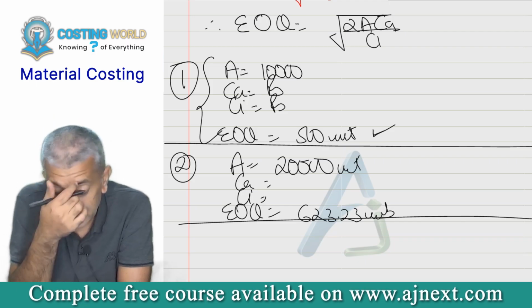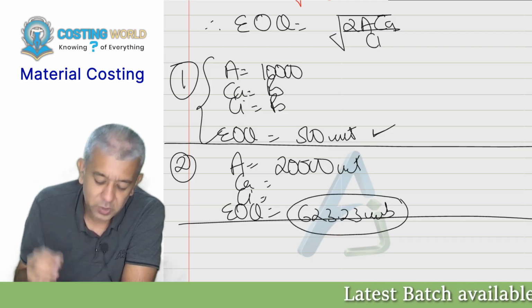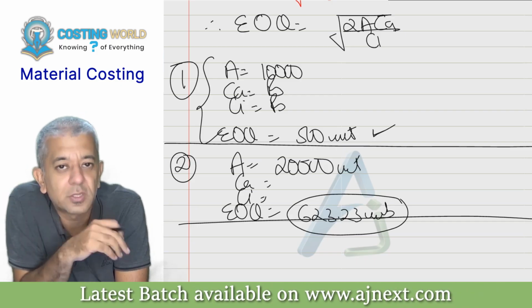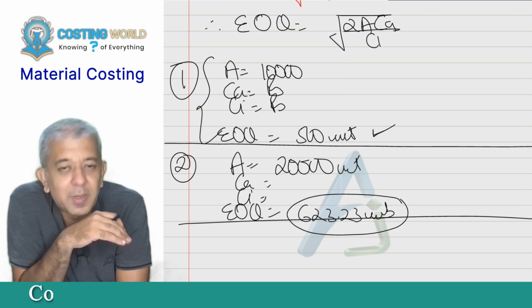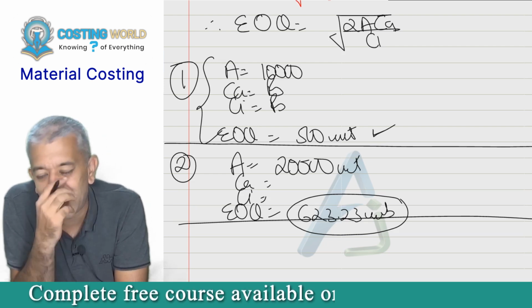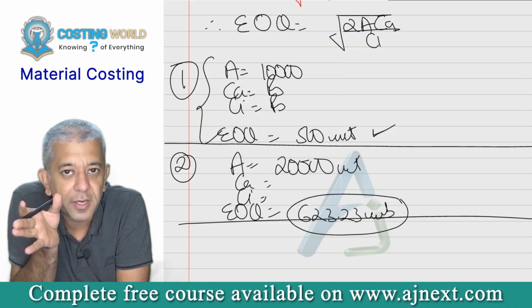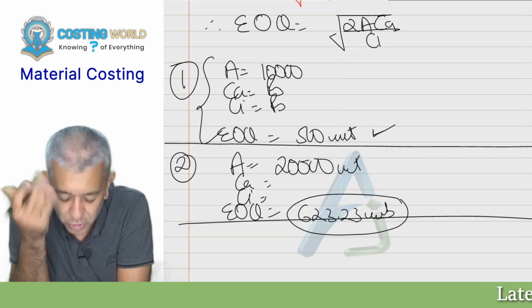I tell the supplier that my EOQ formula says I have to place an order for 623.23 units at one time. The supplier asks, what will happen with that? I say my T will be least. He says, you are such an idiot. Whatever becomes least, I'm not interested.